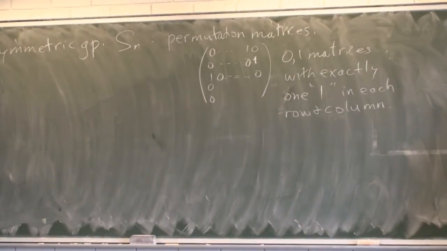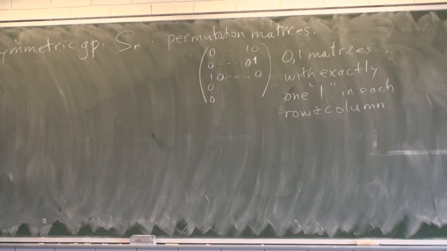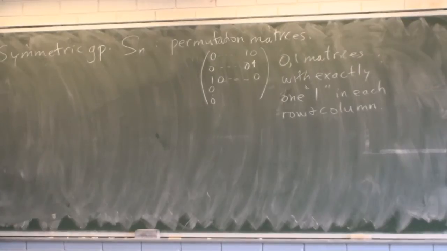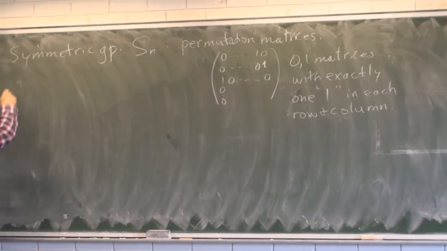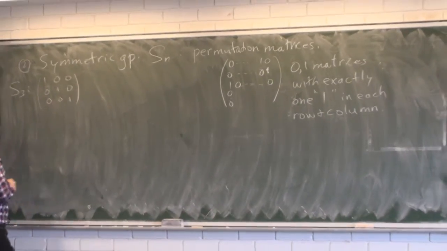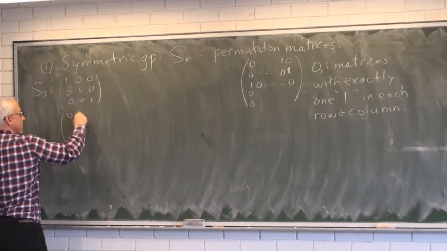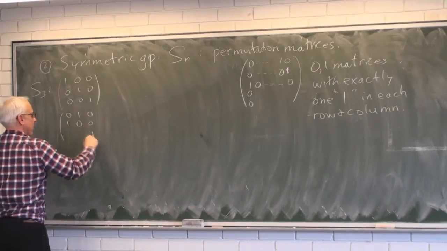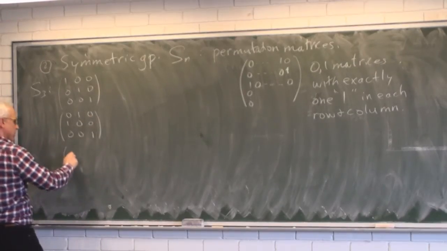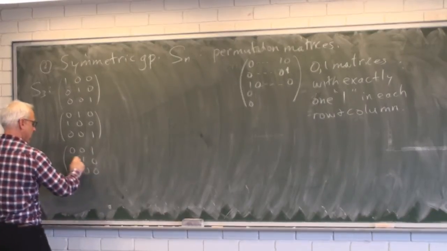And I suppose the standard example is always S_3. So let's have a look at that, because that's the simplest, smallest non-commutative group. S_3 consists of 3 by 3 matrices. And let's write them down, permutation matrices. So there's that one, and then there's this one, and then there's that one.